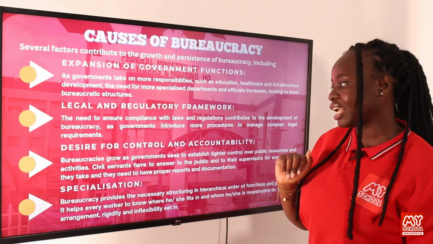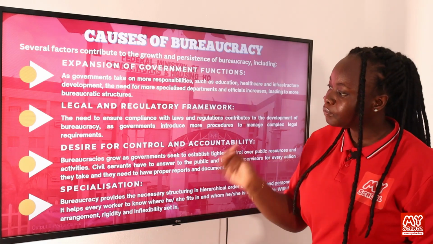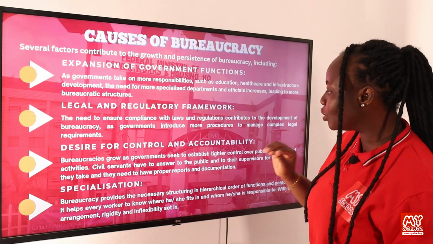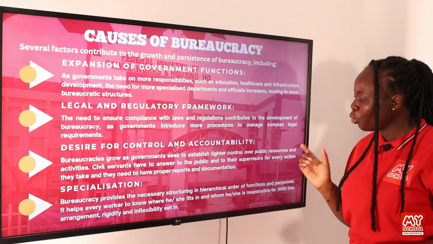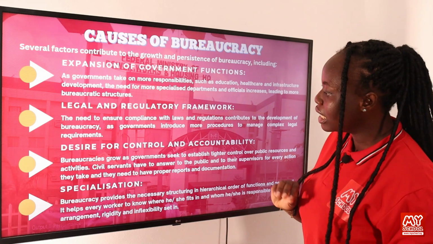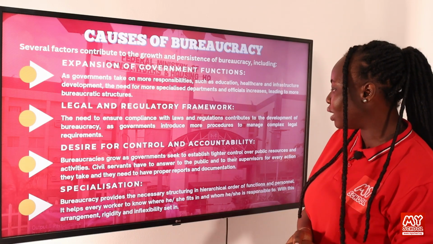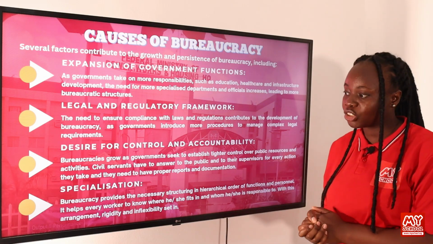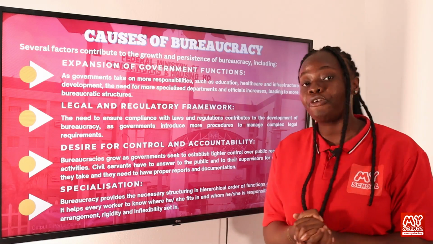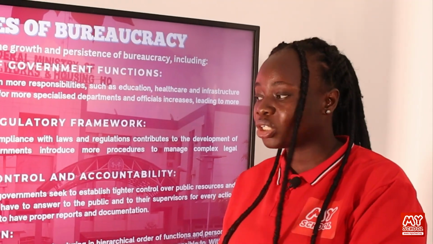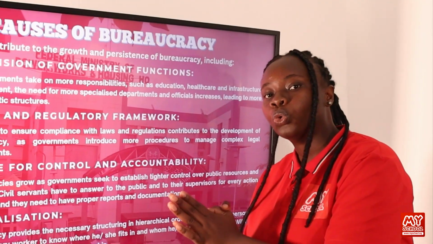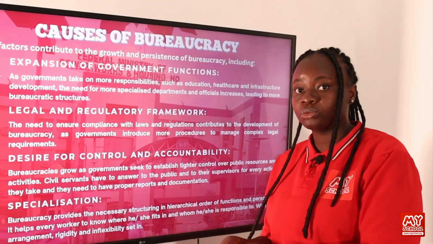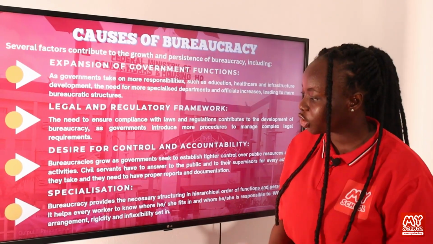Then there is also the desire for control and accountability. Bureaucracies grow as governments seek to establish tighter control over public resources and activities. Civil servants have to answer to the public and to their supervisors for every action they take, and they need to have proper reports and documentation. This is the reason why the Nigerian civil service always documents every action they take, to ensure that whenever there is a problem, they will know where to lay the blame. This helps to ensure accountability and transparency.